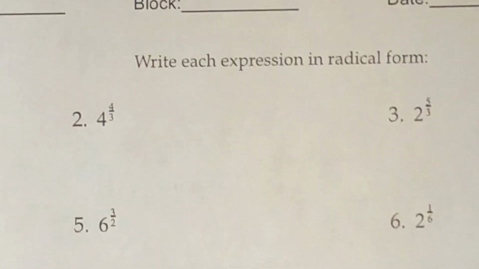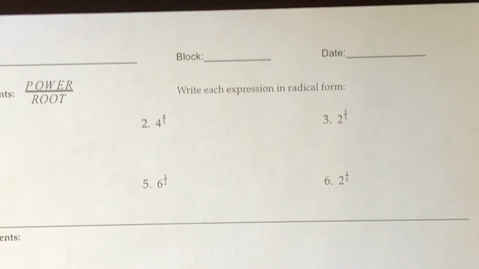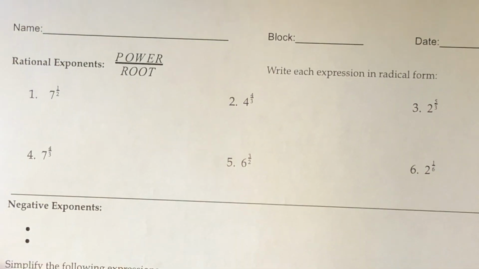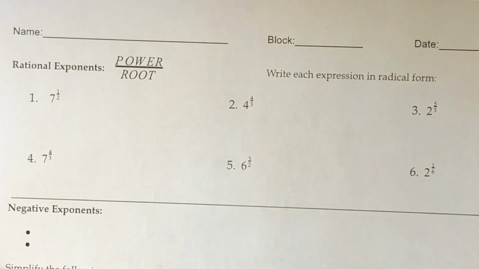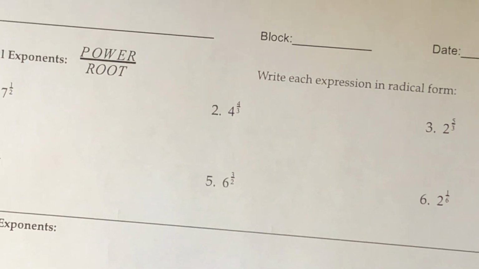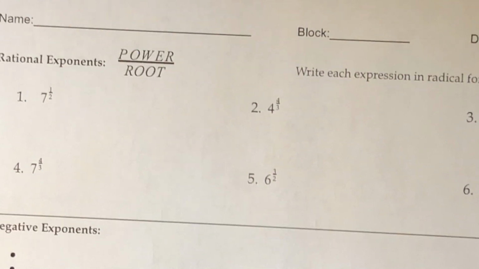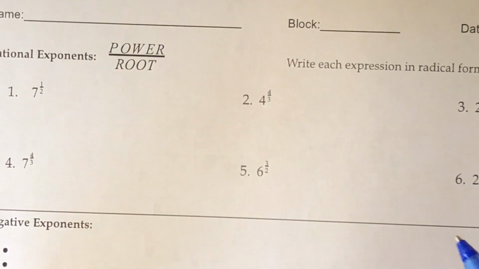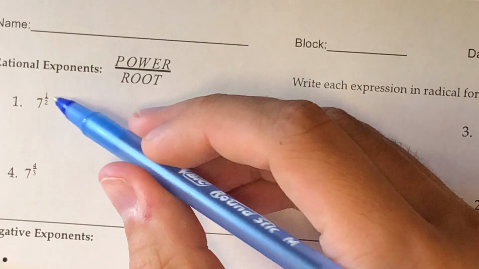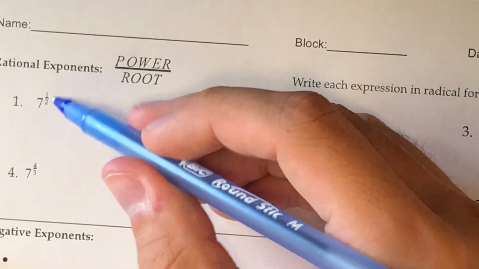All right, we're almost done here. Last thing I want to do here is just talk about some fraction exponents and some negative exponents. So remember, whenever you have a rational exponent, it's a fraction. So like here we have 7 to the power of 1 over 2.